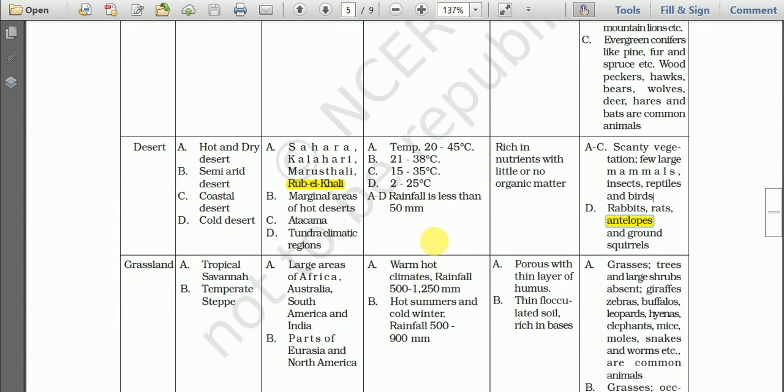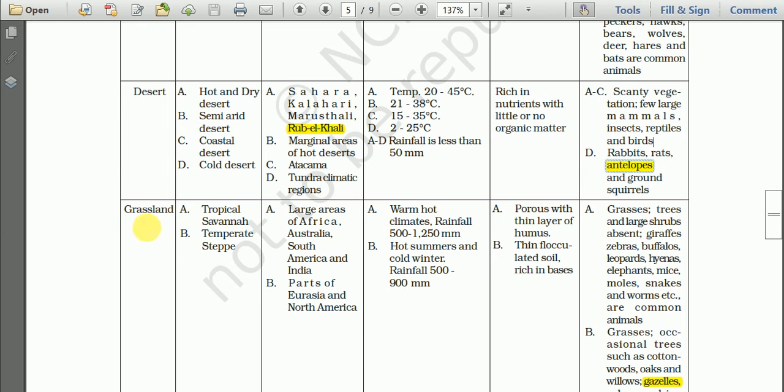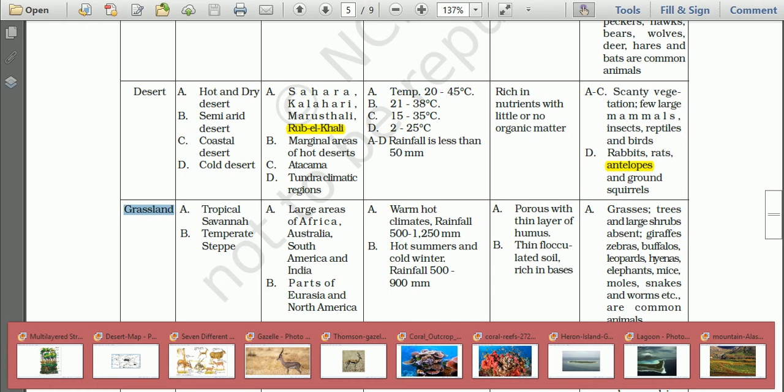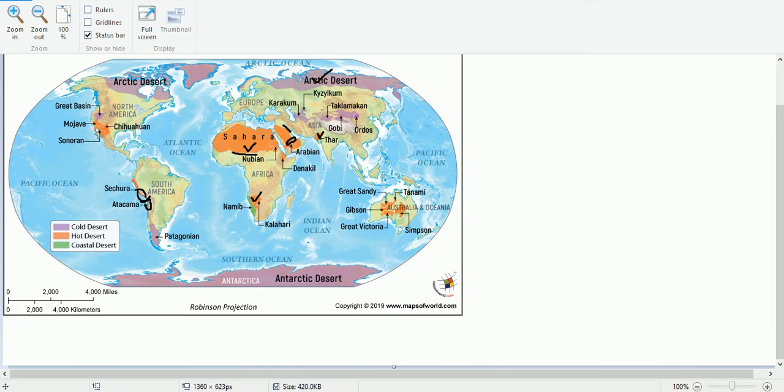Next we have this grassland biome. Do you want to ask a question? Are you clear? Yes, sir. Okay, then let us proceed and see here. Next we have grassland biome.